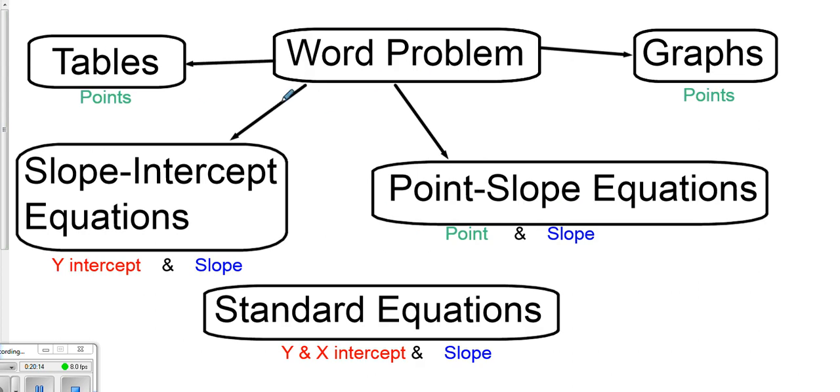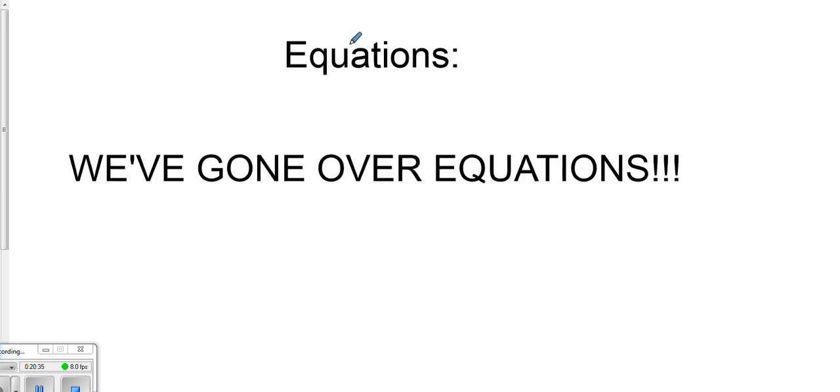So with a word problem, you can get tables, you can get graphs, you can get equations, depending on what they give you. Again, it is your job to make sure you know what they are giving you in the word problem, or in the graph, or in the table, or in the equation, and think about how you can fit that to the other pieces. The last thing that we've been talking about is equations, but we've already gone over the equations.